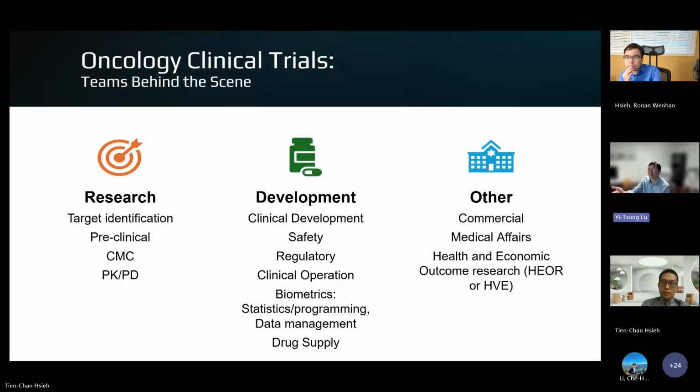Obviously, drug supply is somewhat a part of it. So besides the CRA, there's another group called LDM, which is a laboratory data manager.